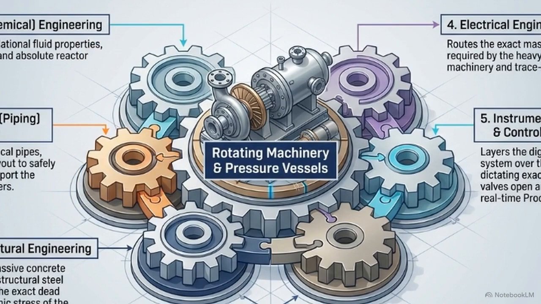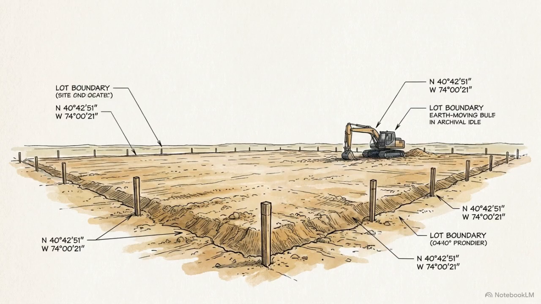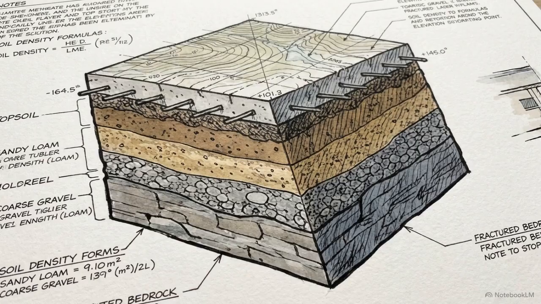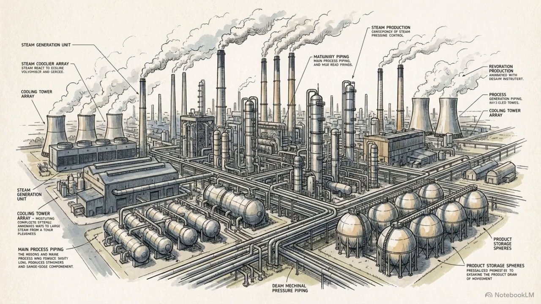This summary slide breaks down the actions that lead to a predictable reality: thorough site selection, design validation, and structural integrity. Building from an empty patch of dirt requires a large financial leap. By using rigorous data, strict blueprints, and seamless teamwork, engineers take that initial capital risk and transform it into a highly predictable, reliable operation.